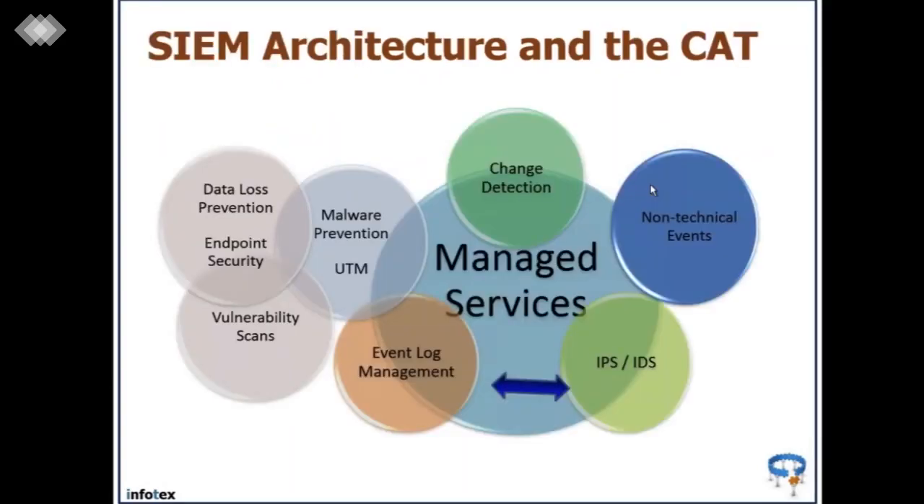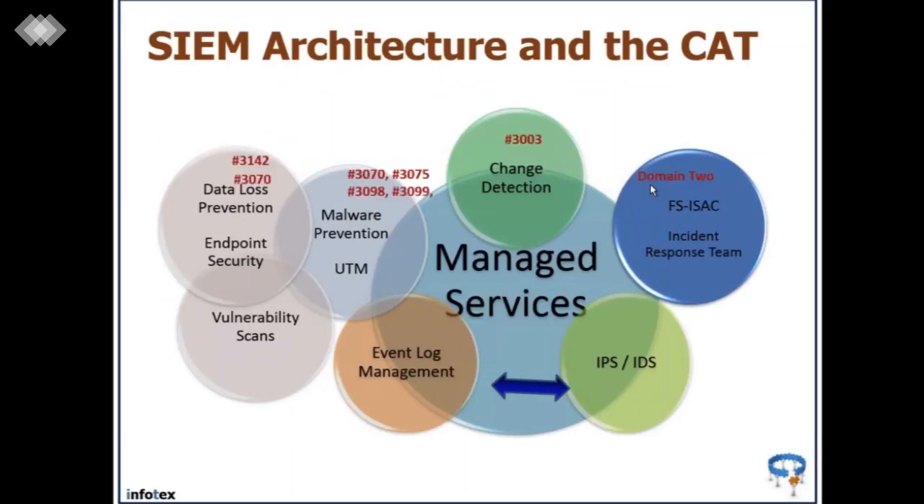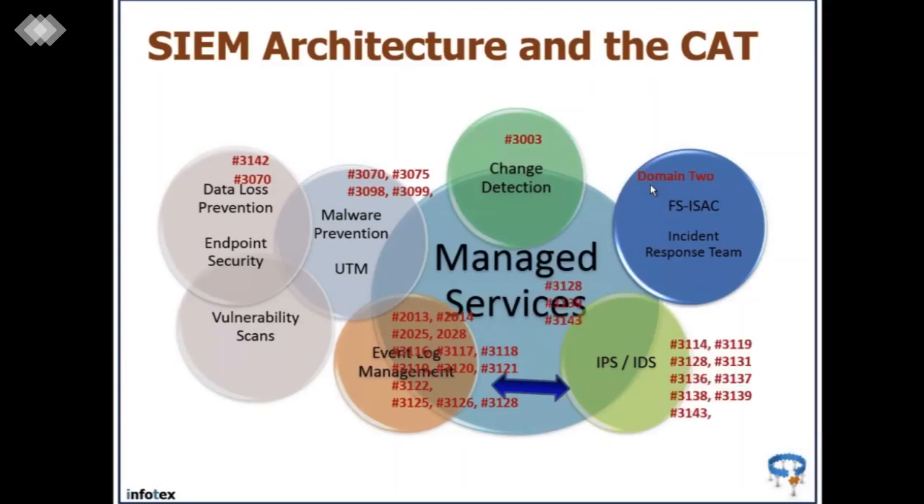When it comes to the SIEM architecture, just to help you understand the compliance power of a SIEM, we put together this little map. If you look here, we've numbered every single one of the statements in the cybersecurity assessment tool. Now there's actually 494 statements. So the federal government has decided there's 494 things that we can do to improve our cybersecurity posture. And these are just the statements that the SIEM actually addresses.